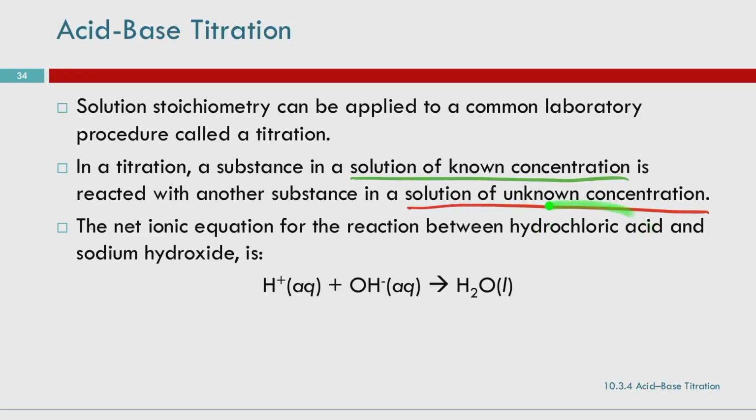If we have, for example, hydrochloric acid, one of the acids we'll be using today, and sodium hydroxide, the base that we'll be using today, the net ionic equation for that reaction, so just the things that participate, is H plus plus OH minus goes to form H2O. And it's a 1-to-1 ratio.